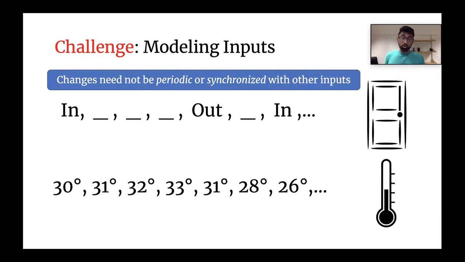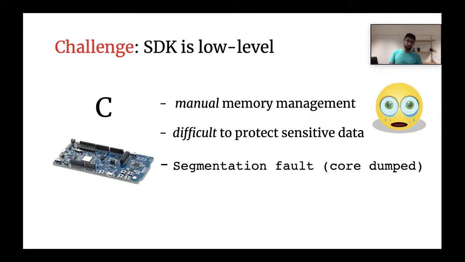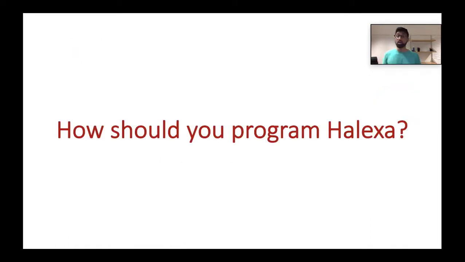But the most important problem of all is that the software development kit offered by the board is very low level in that it uses C. This means that you have to manually manage your memory, possibly using pointer arithmetic. It becomes difficult to protect sensitive data in your system. For example, you may want to make sure that your whereabouts are not leaked to an intruder. And last but not the least, you really do not want to handle segmentation fault error messages because they're just horrible and they're giving you the sweats. So you don't want to program in C, but the board's SDK supports only C. So what are you going to do? And this is the question that you're faced with. How should you program Alexa?